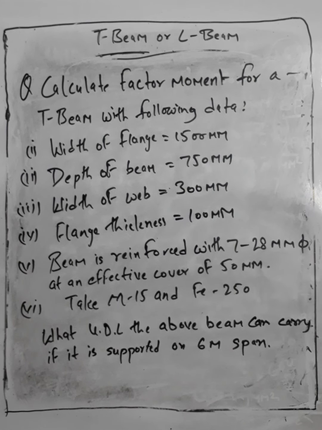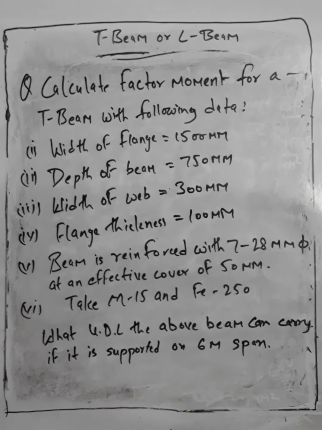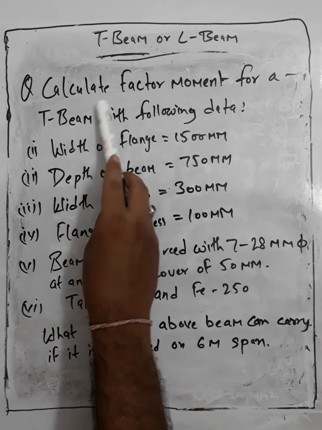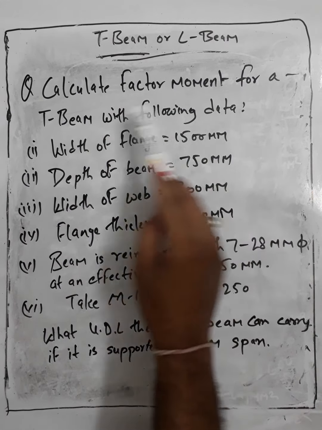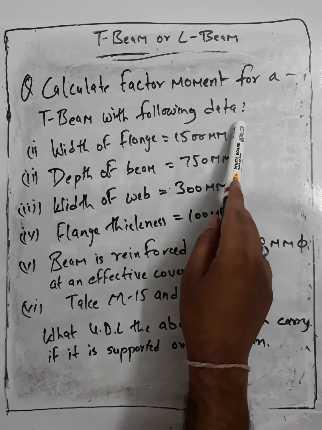Hello everyone, this is our lecture number 24. In this lecture we discuss one problem based on flanged beam or T-beam. The question is: calculate the factored moment for a T-beam with the following data.